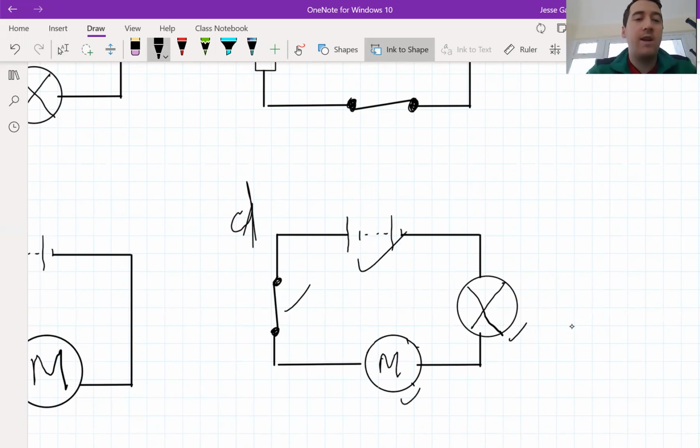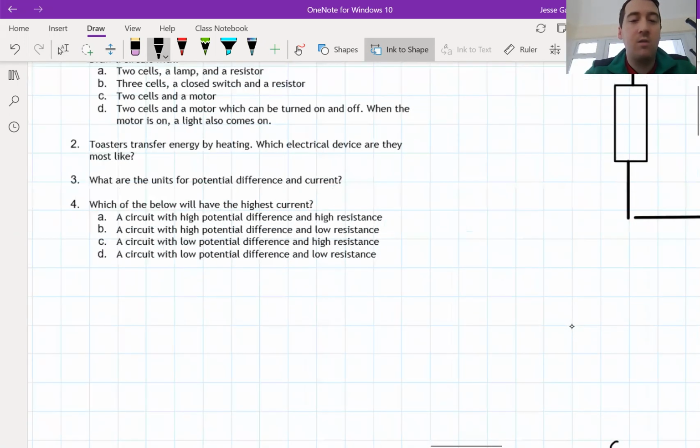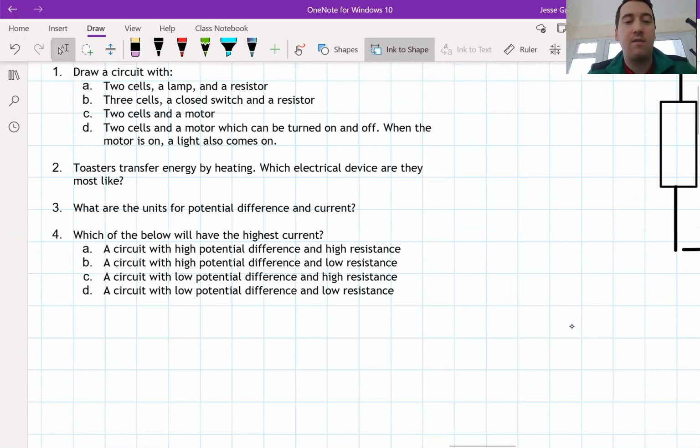Okay, good. Right, now I want you to pause the video and do numbers 2, 3, and 4. Really have a think about number 4 as well, because there's 4 options. You have to try and choose the right one. All right, so pause the video and do that now, please.